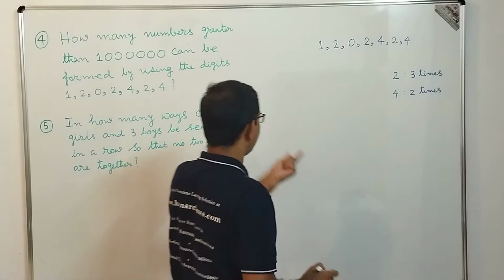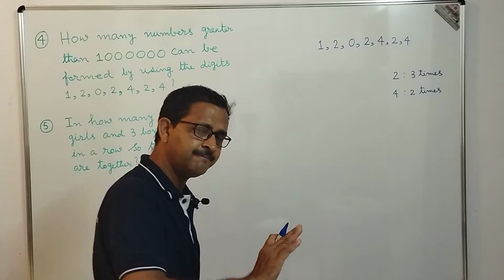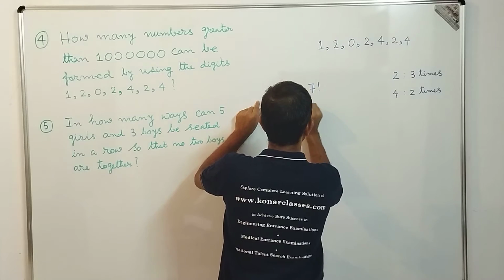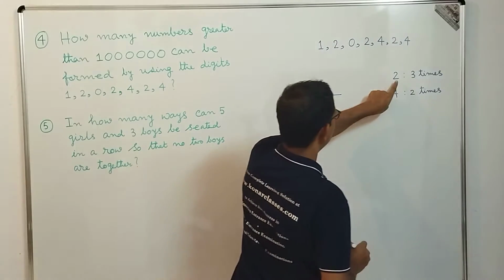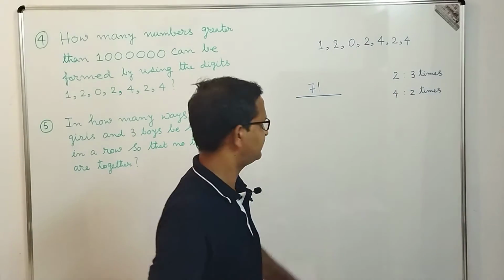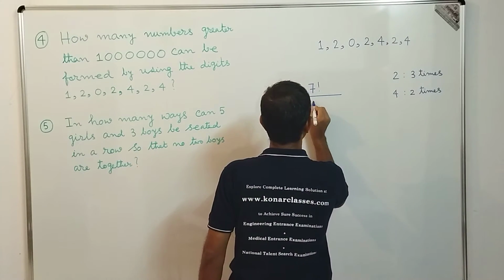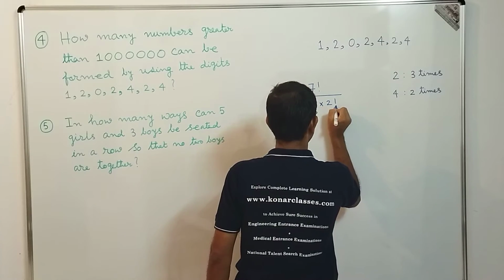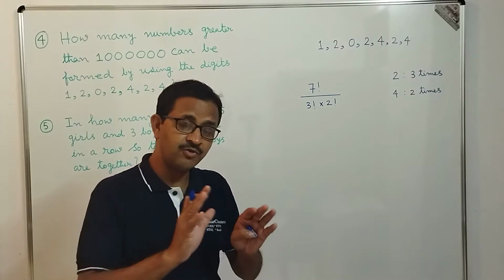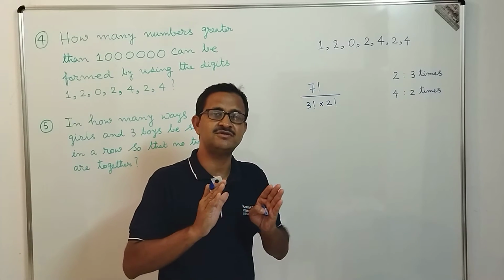Now, the number we are going to form has 7 digits. So let's first find the total number of arrangements of 7 digits, not all distinct, in which 2 appears 3 times. That means there are 3 objects of kind 2 and 2 objects of kind 4. That means it is 7 factorial divided by 3 factorial into 2 factorial. I am not computing the value, you can compute it very easily. These are the different arrangements of constructing 7-digit numbers.